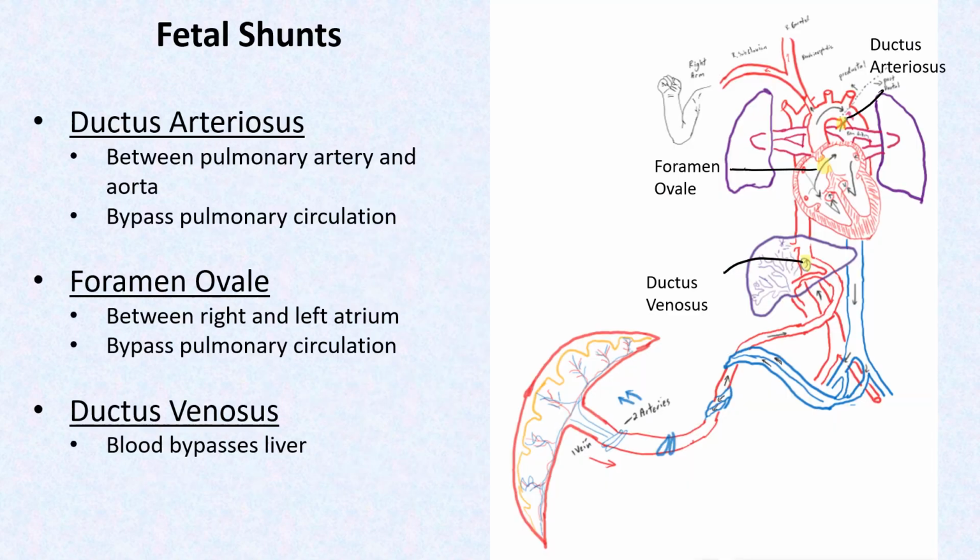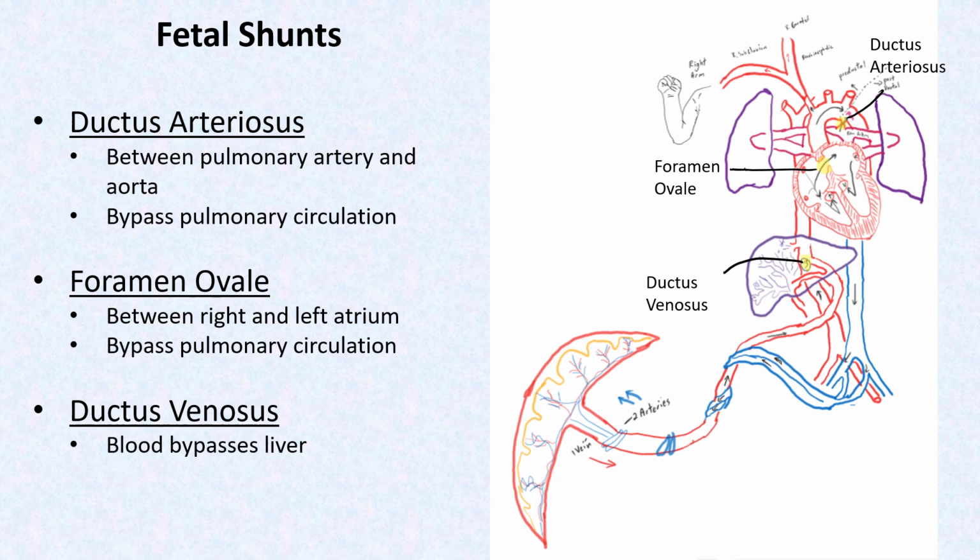Fetal circulation relies on 3 shunts. First is the ductus arteriosus, which is a hole between the pulmonary artery and the aorta. It serves to divert blood away from the fluid-filled lungs towards the descending aorta and placenta.